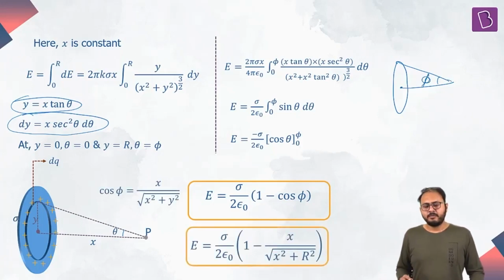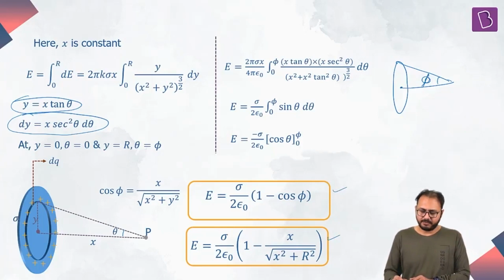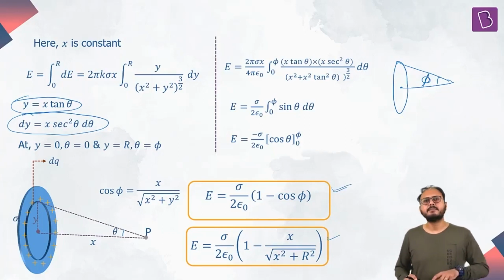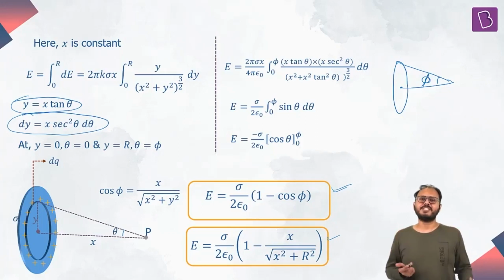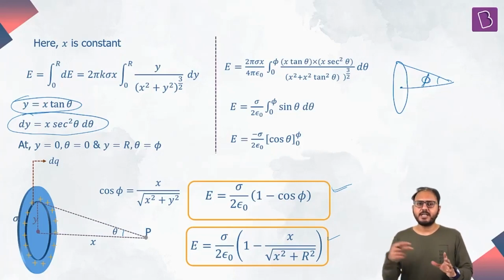Perfect. The algebraic value of cos phi would be what? x under root x square plus y square, that's cos theta actually. This is cos phi, which is x upon under root x square plus r square. Both expressions are equally valid, your call. But if I were you, I would have remembered the first expression. Less messy, less effort, more efficiency, and a better result. Got it? So for a disk, the formula is sigma by 2 epsilon naught times (1 minus cos phi), directed outwards if the disk is positively charged. If the disk is negatively charged, it is directed inwards.